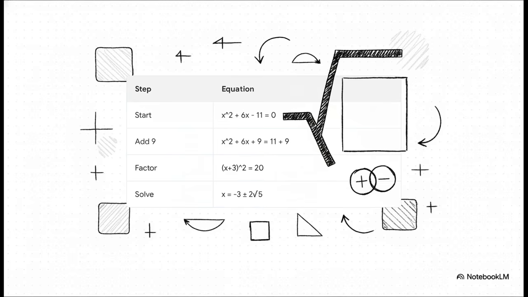This forces our previously stubborn left side to become a perfect square, factoring cleanly down to the quantity x plus 3 squared. On the right side, 11 plus 9 simply equals 20. And look at that. We now have a scenario ideally set up for our previous tool, the principle of square roots. We take the square root of both sides, simplify the radical, and seamlessly arrive at x equals negative 3 plus or minus 2 times the square root of 5.